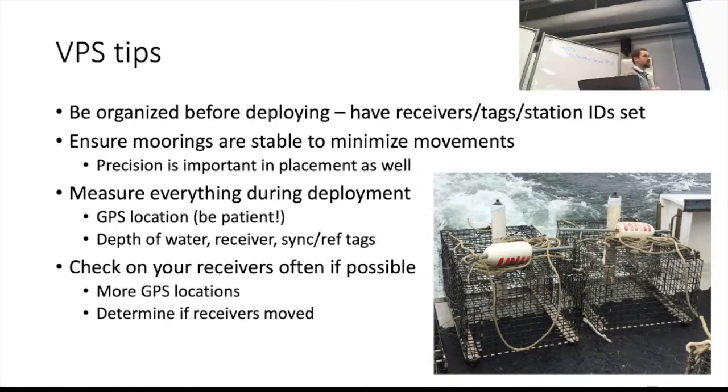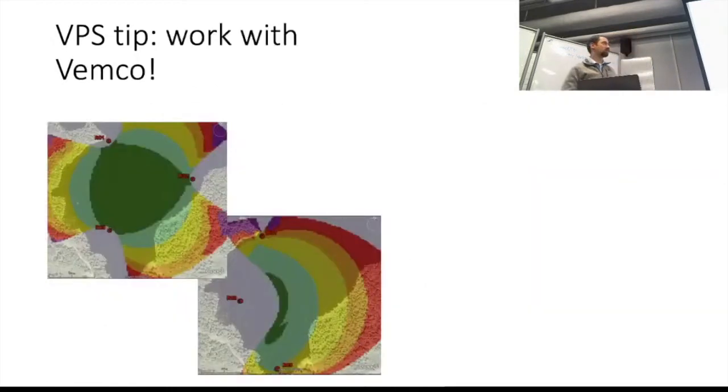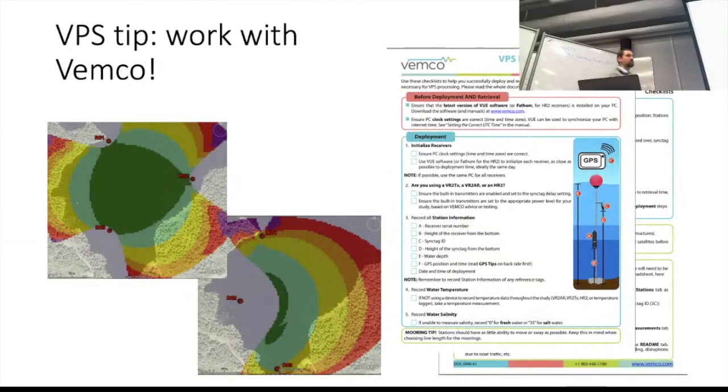Check on your receivers as often as possible. This will give you more GPS locations. Go back out to that buoy or location, take a new location, determine if the receivers have moved. Maybe the most important VPS tip is talk to VEMCO. They're really, really helpful. They understand how geometry of these triangles are going to affect your ability to get high-quality detections. They have some really nice checklists for VPS deployments that I share with my students and I've used personally before.